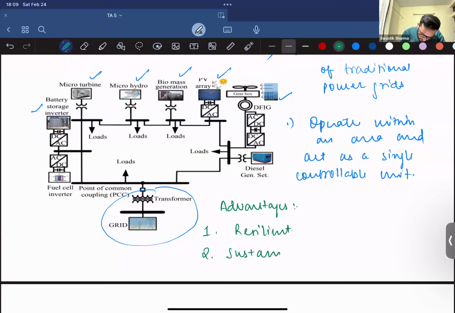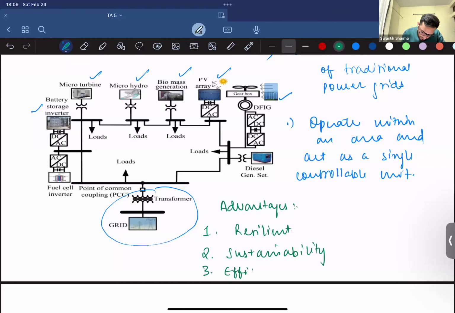Second thing they offer is sustainability. Most of the generating systems that are connected at the distribution side are greener and cleaner forms of sources of energy. I'm saying greener and cleaner. I'm not saying they are greenest or cleanest, because production of solar photovoltaics is also harmful for our environment. And then we have lithium, so we have battery storage, right? So in production of lithium, we also harm the environment in a way. So these are greener and cleaner forms of energy sources, and they offer sustainability to the environment.